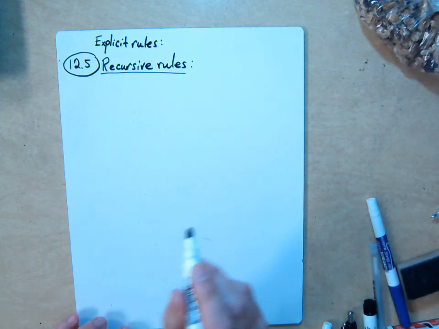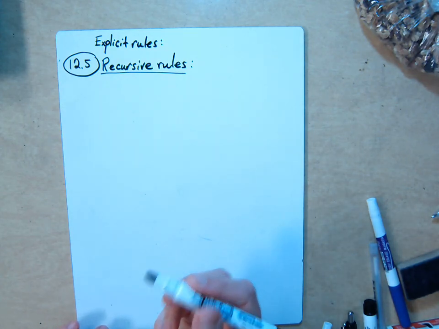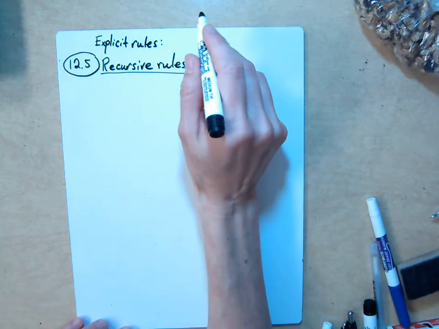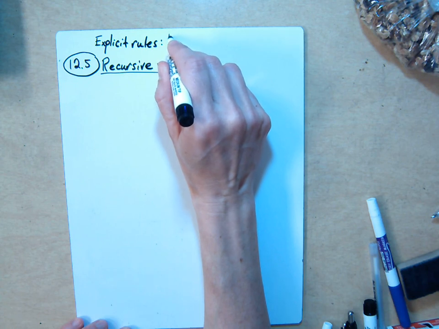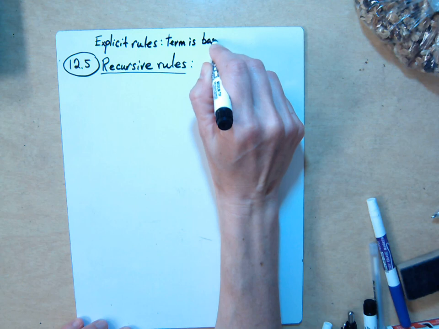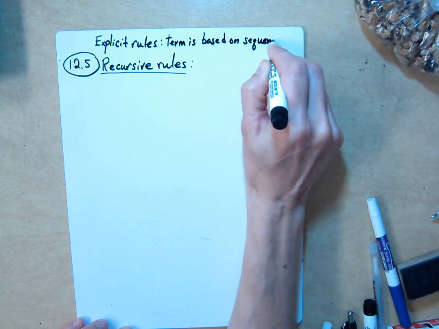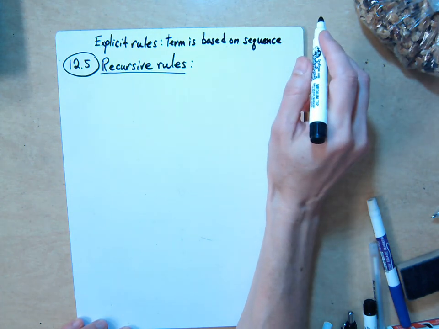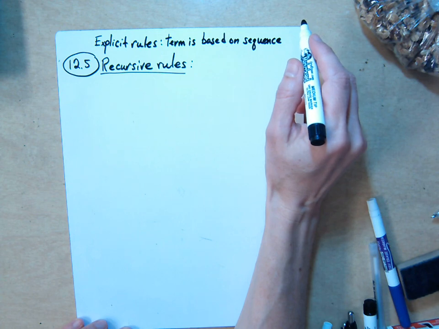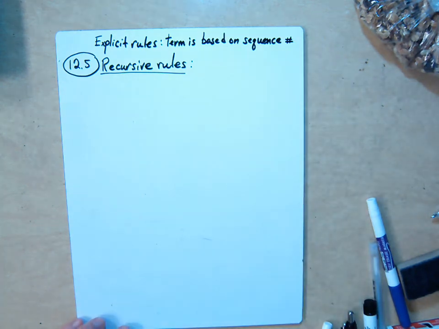So in the past, when you say a sub n equals, and you give a formula with n in it, that is an explicit rule where the term is based on the sequence number. For example, if it's the first term, then it's based on 1. If it's the second term, it's based on the number 2. If it's the third term, it's based on the number 3, etc. So those are called explicit rules.